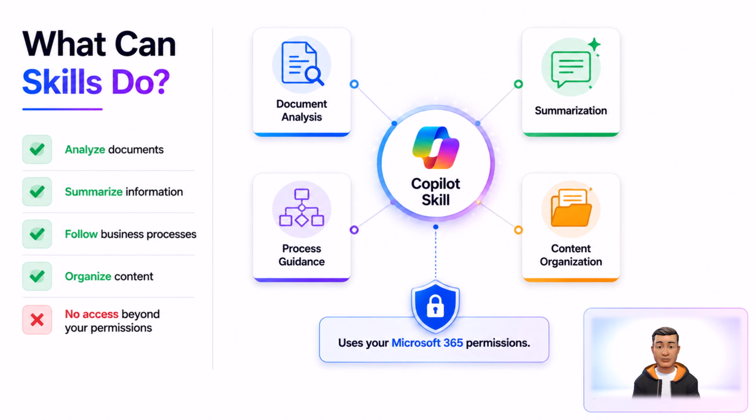Skills can help Copilot perform many common business tasks. They can analyze documents, summarize information, follow your company's review process, and organize content in a consistent way. However, it is important to remember that a skill doesn't bypass security. It can only work with information that you already have permission to access through M365. So think of it as a reusable business assistant. You teach it once and then let Copilot do the repetitive work for you.